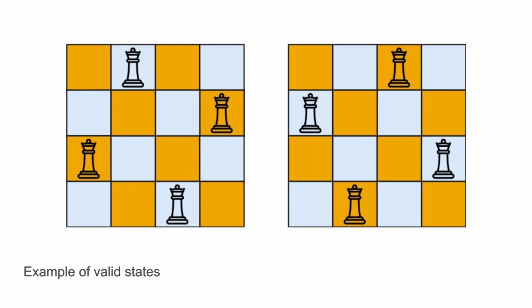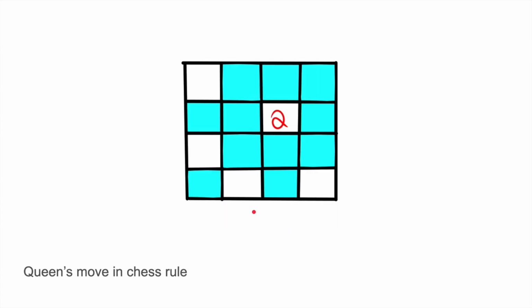On the contrary, an example of a valid state requires that the queens are placed in a fashion that they cannot attack each other. If you aren't familiar with the rules of chess, don't worry. The moves of queens are pretty straightforward. A queen can move horizontally, vertically, or diagonally. Therefore, for our placement of the n queens to be valid, they can't stand on the same row, the same column, or the 2 diagonals.